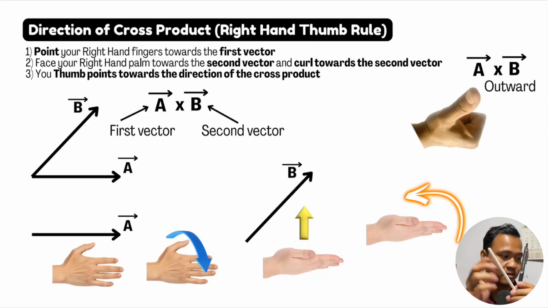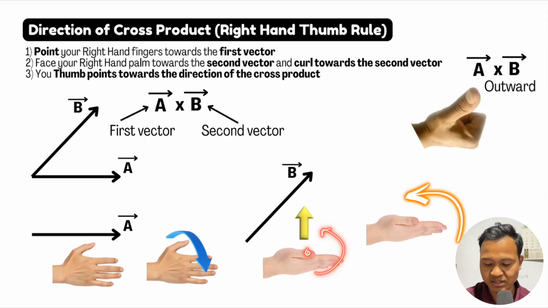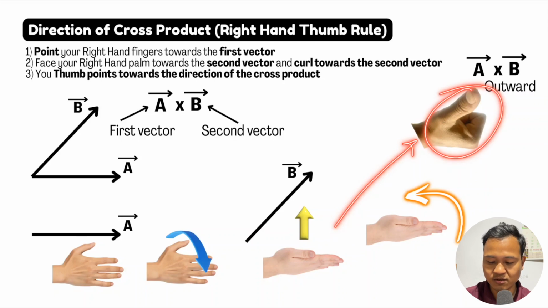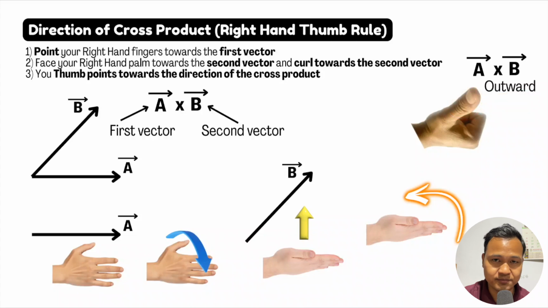Follow the first vector, then face towards the second vector and curl like this. If you curl like this, now look at the thumb. The direction of the thumb is the direction of the cross product. When you curl it like this, the thumb in this case is pointing outwards, out of the page. The direction the thumb points is the direction of the cross product.